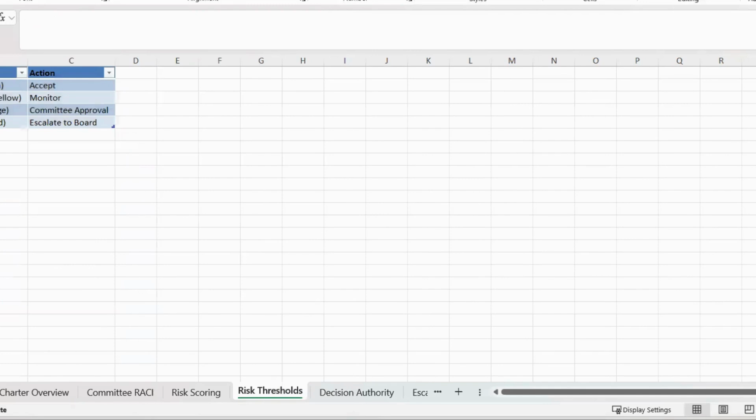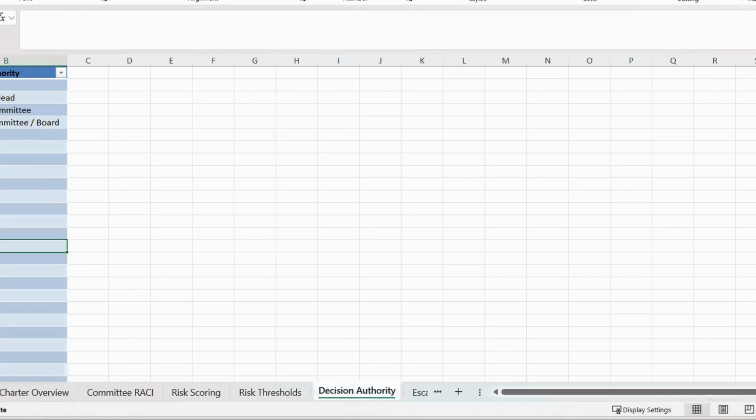For example, defining your risk ratings, 1 to 5, 6 to 10, and the list goes on. Those are part of your overall charter. Once you have established your risk thresholds, you go on to your risk decision authority, where you have the various levels.